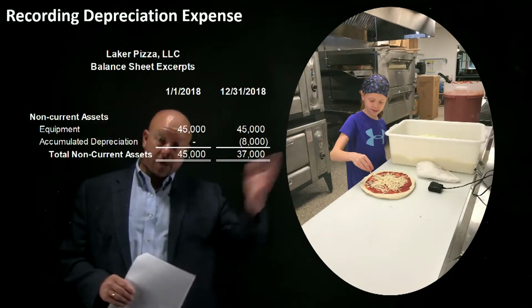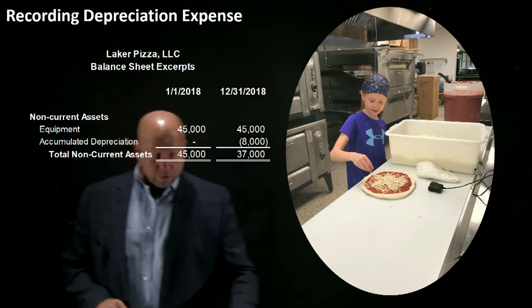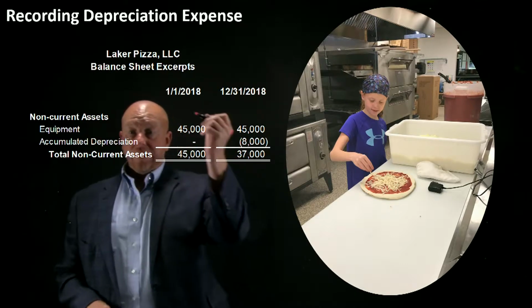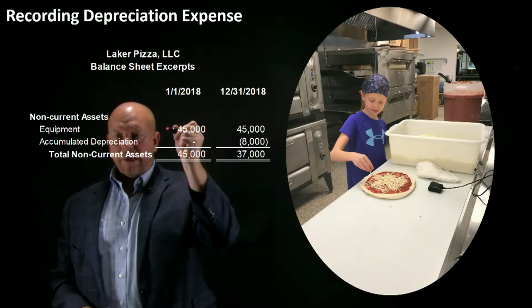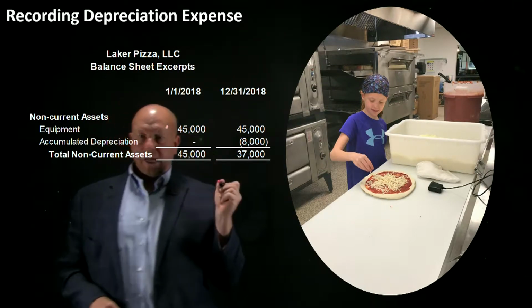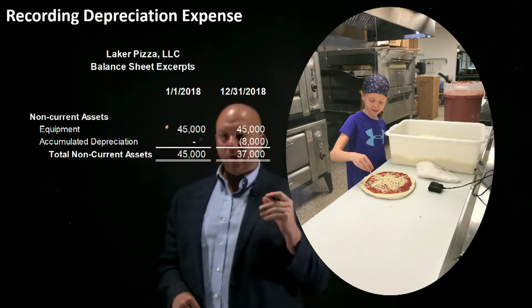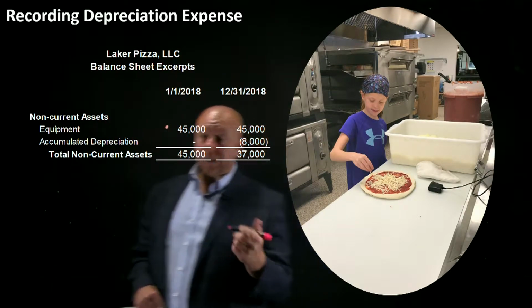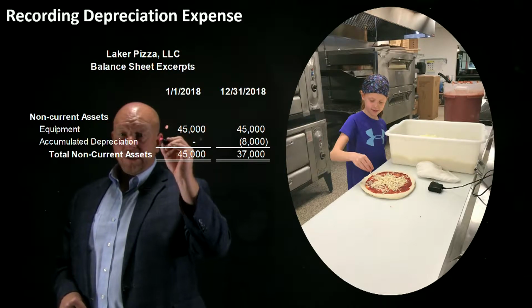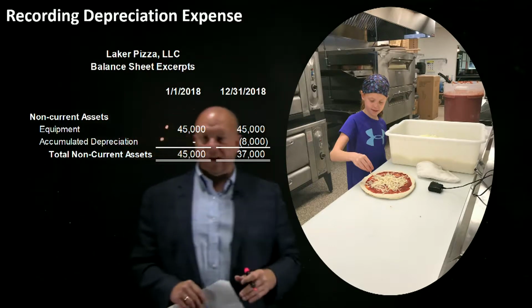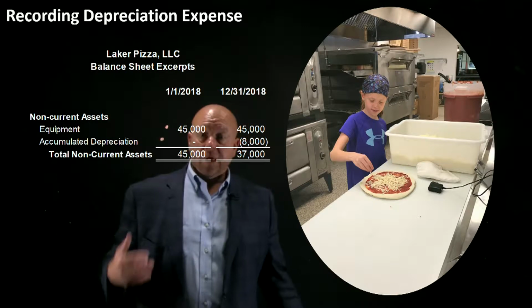As I promised, let me illustrate this to you. When we initially purchased the oven, so on January 1, our balance sheet looked like this. We had an asset called equipment with a $45,000 amount assigned to that asset, and accumulated depreciation, that contra asset or negative asset, had no value.